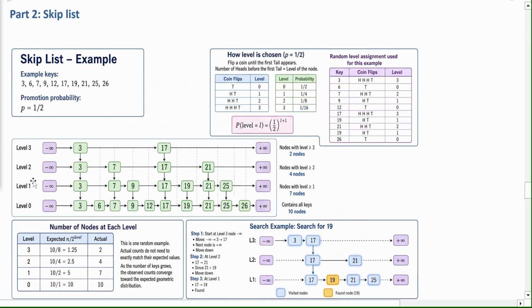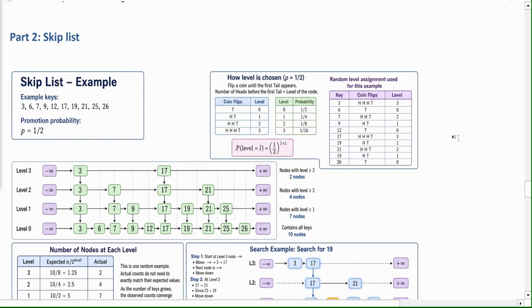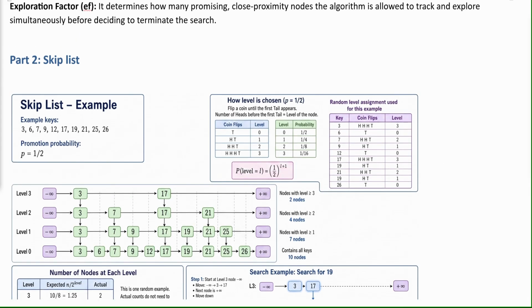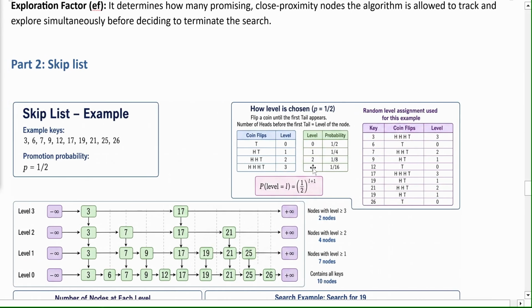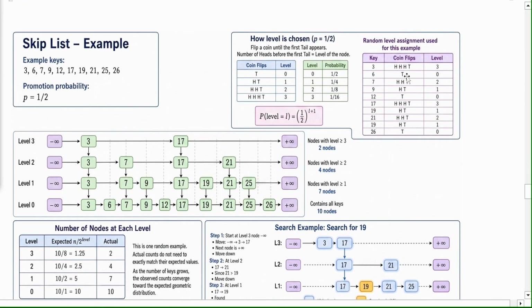Now the question is, in level 1 what elements do we need to choose, in level 2 what elements, and in level 3 what elements? For that, what we will do is kind of very interesting. It's like flipping a coin.